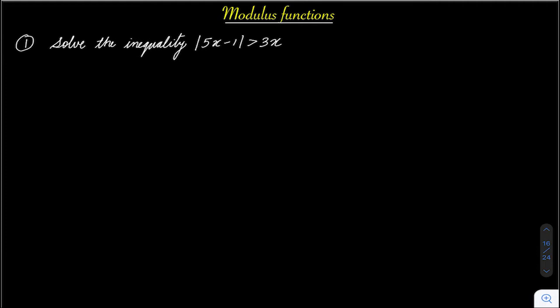So first we will start with an inequality question. If some inequalities are there in modulus, how to solve them? So this is our first question: mod of 5x minus 1 is greater than 3x. Now there are two methods for this. One is the algebraic method, second is the graphical method.